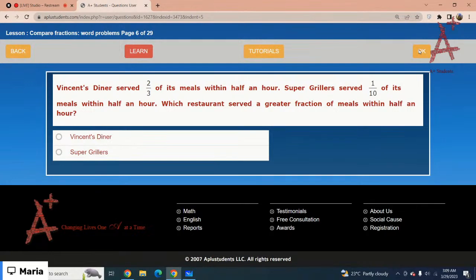Yes, that means two-thirds is the greater. Got it? Vincent's Diner has a greater fraction of meals within half an hour. It would be Vincent's Diner.